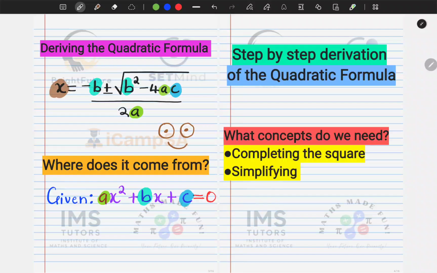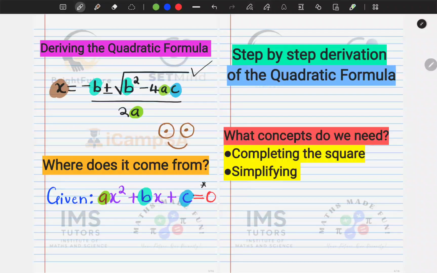In this edition, we are going to be answering a very important question, which is looking at deriving the quadratic formula. And the question there is, where does this come from, our quadratic formula? So many of you by now should be aware that whenever you are given a quadratic equation in the form of ax squared plus bx plus c equals 0, you can opt to use the quadratic formula to be able to solve what x is.